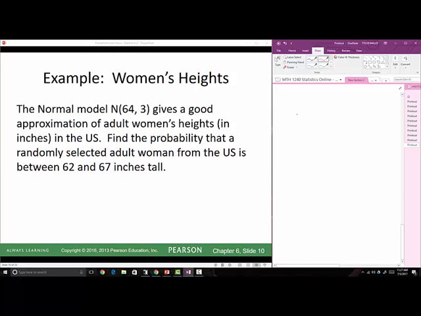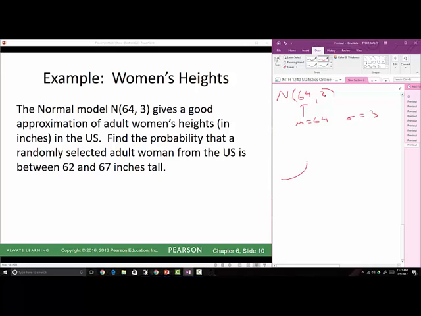All right, so example, women's height. We have a normal model, N(64, 3). Remember, this is my mean, so we have a mean of 64 and a standard deviation of 3. The normal model gives a good approximation of adult women's height in inches in the U.S. Find the probability that a randomly selected adult woman from the U.S. is between 62 and 67 inches tall.